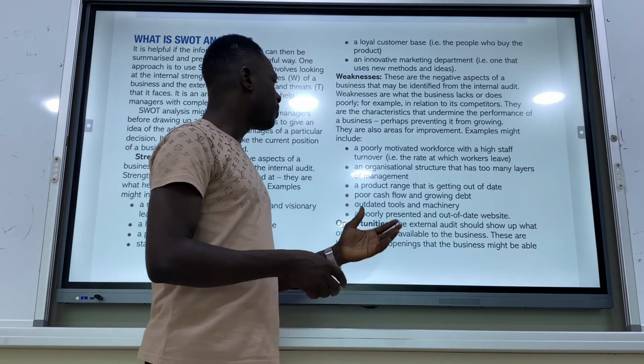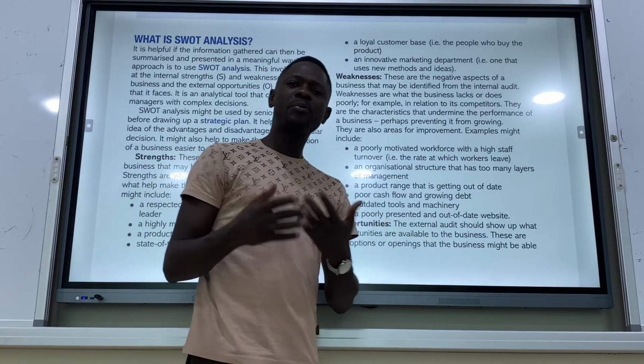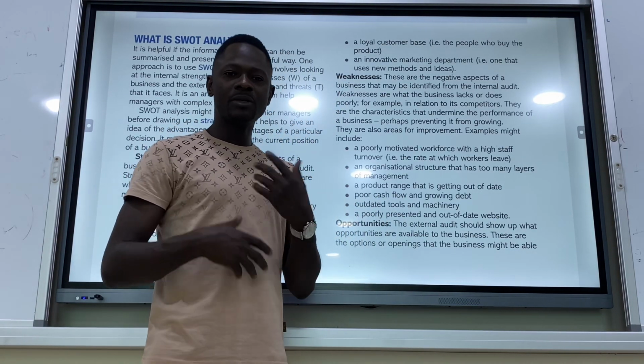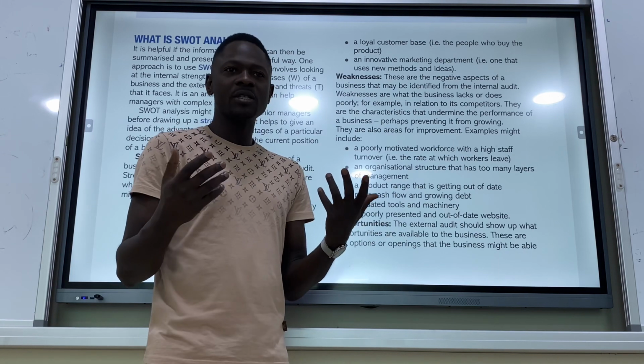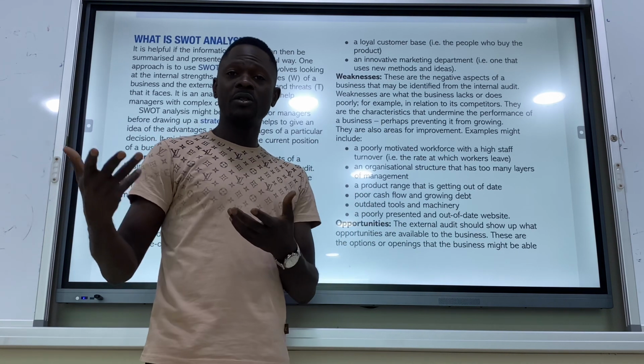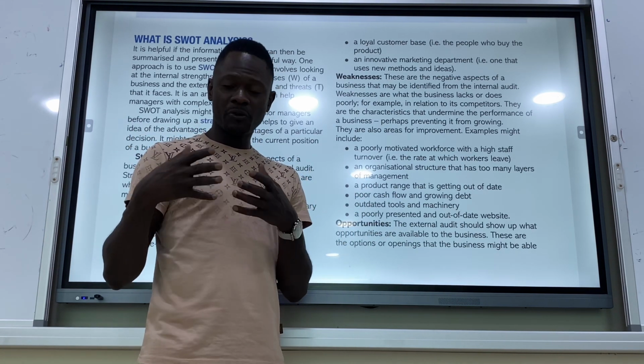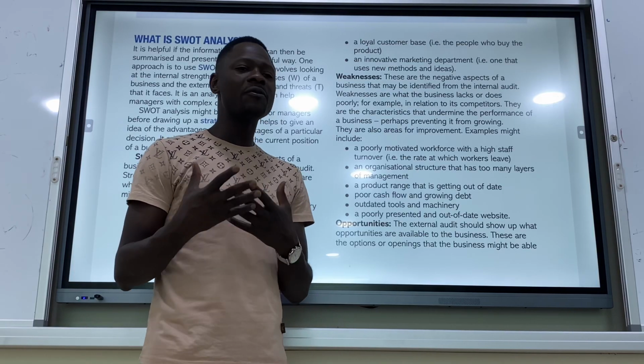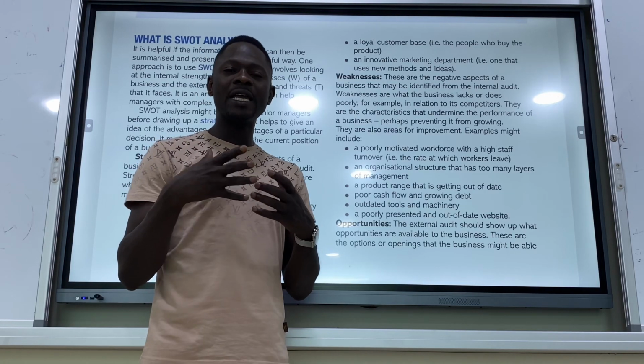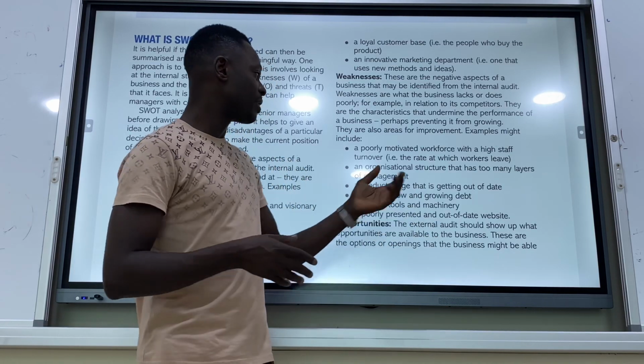The third one, a product range that is getting out of date. You have a product that is getting saturated. It's a weakness because other businesses are coming up with new products. So it is important for the business to remain relevant. It's important for it to start looking for a way to extend the product life cycle.